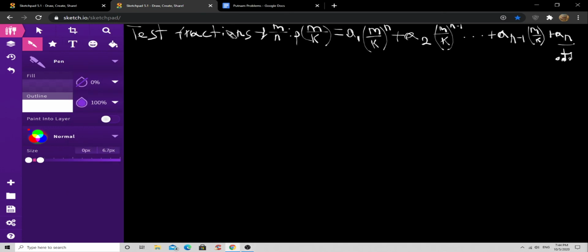Okay, so test fractions, okay? So let's try to look at this. And we're going to do this by contradiction. So we're going to assume that this is equal to 0. So this is equal to 0. 0 equals a1 m to the n. Okay, and I would also want to say that m over n is in its simplest form. Simplest form.